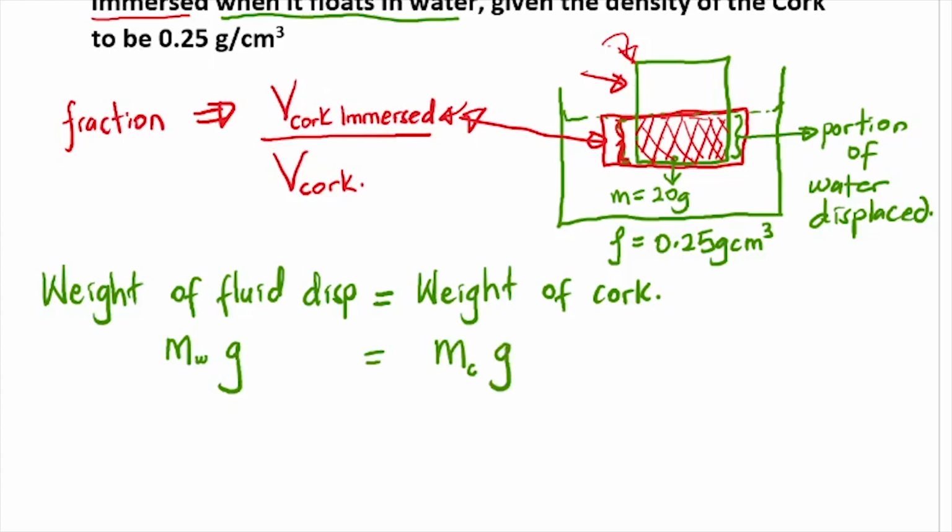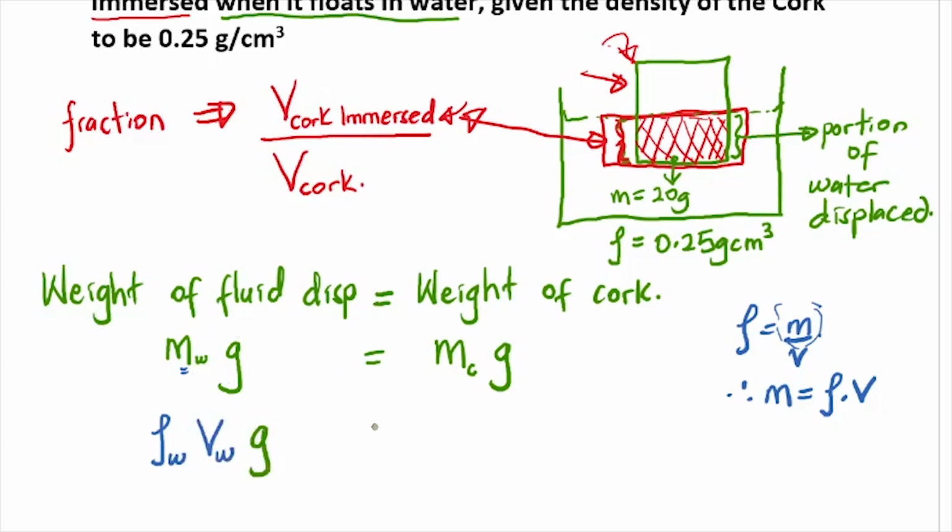Okay, so what is mass? If we do some side work here, we know that density is equal to mass over volume. Making mass the subject of the formula, mass is equal to density times volume. So in place of the mass of water, since we do not have direct figures for that, it is the density of the water multiplied by the volume of the water, then multiplied by gravity, and that is equal to the weight of the cork. Again, the mass of the cork is given by the density of the cork multiplied by the volume of the cork, multiplied by gravity.